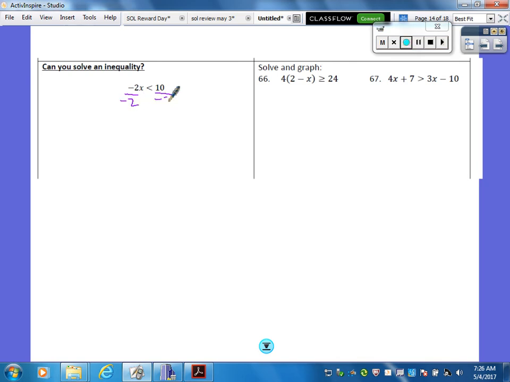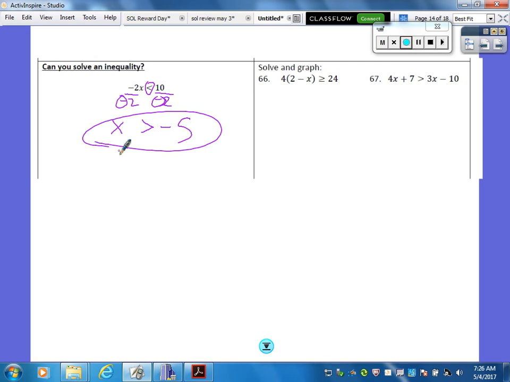the only step you need to do is divide by a -2, and that's the big rule that changes from equations to inequalities: when you divide by a negative, you've got to flip around that inequality sign. So my less than is going to switch to a greater than, and the answer is x is greater than -5.